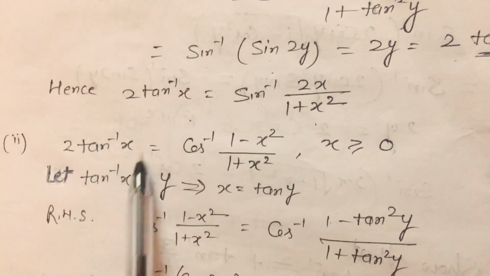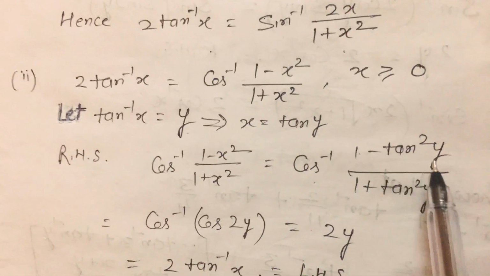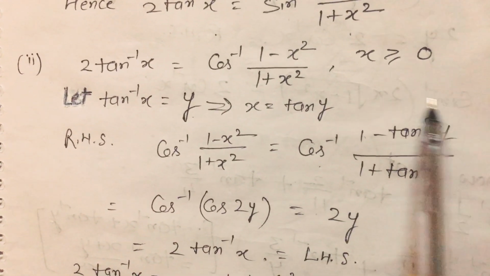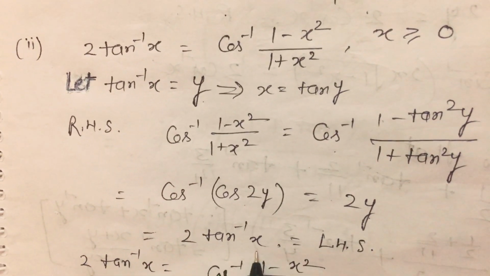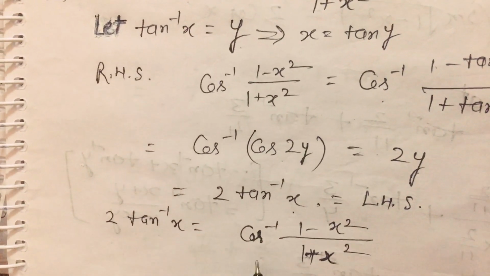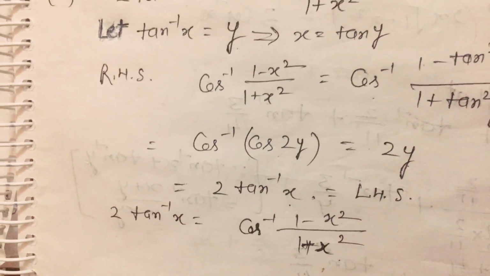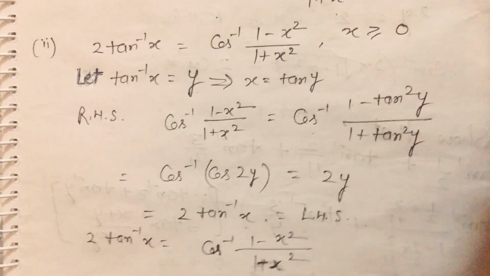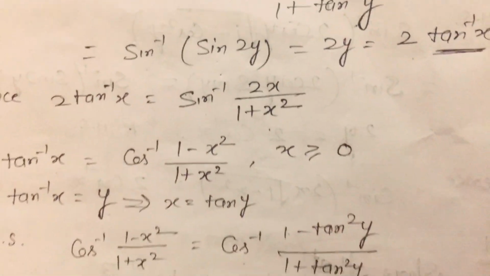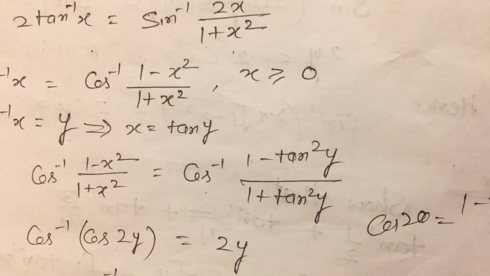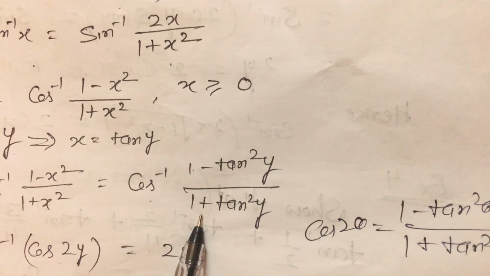In this, take tangent inverse x as y, same. We will put it in this because we know that the formula of 1 minus tan square upon 1 plus tan square is cos 2y, and it will be 2y, and y is tangent inverse x. Hence 2 tangent inverse x is equal to cos inverse of (1 minus x square) upon 1 plus x square. In trigonometry we read about three formulae: sin 2 theta in the form of tangent, and cos 2 theta in the form of tangent, 1 minus tan square theta upon 1 plus tan square theta. So the same formula we have applied here.